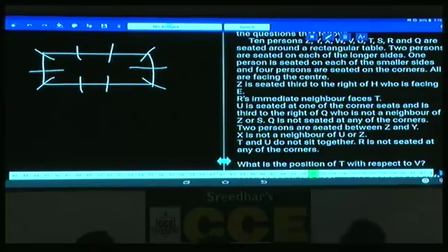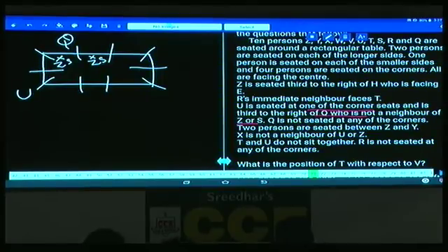U is seated at one of the corners. As U is seated at one of the corners, I am fixing this U at this place, isn't it? At any one of the 4 corners. And U is south to the right of Q, hence Q must be here. Q is not a neighbor of Z or S. Now as Q is not a neighbor of Z or S, Z and S cannot be here, and Z and S cannot be here as well, isn't it? Hence, Z and S cannot be in these 2 places.